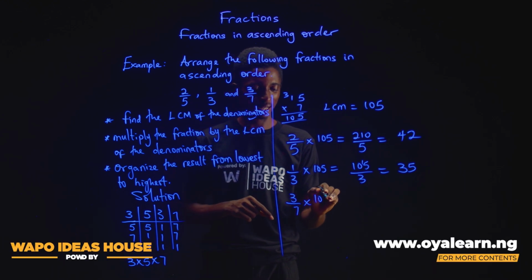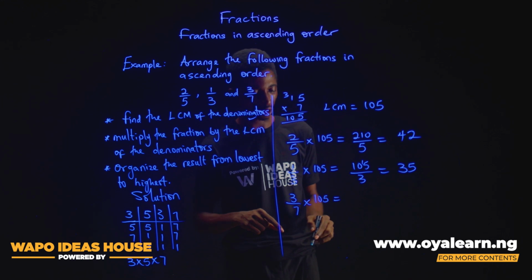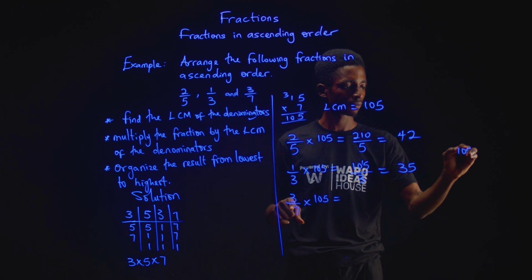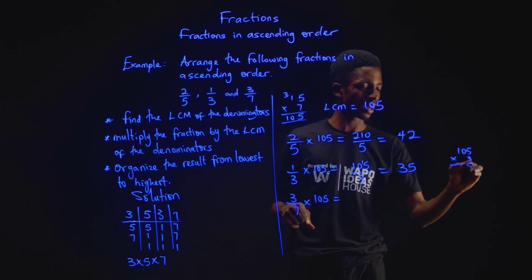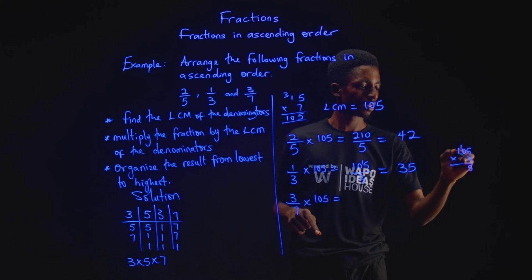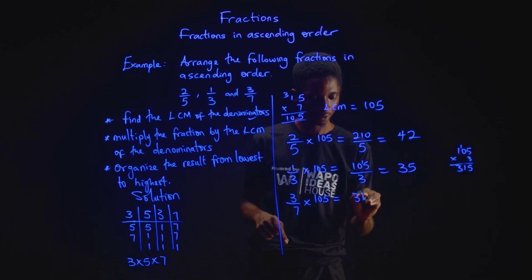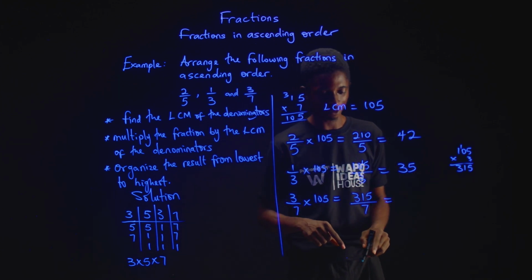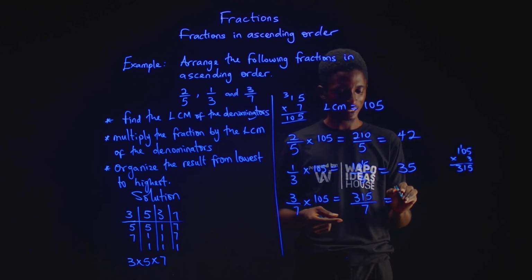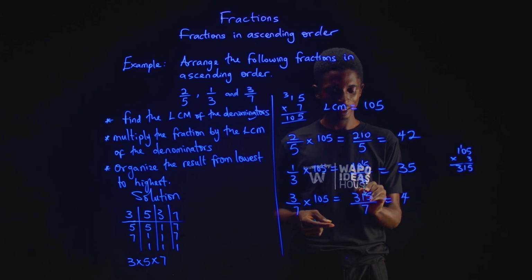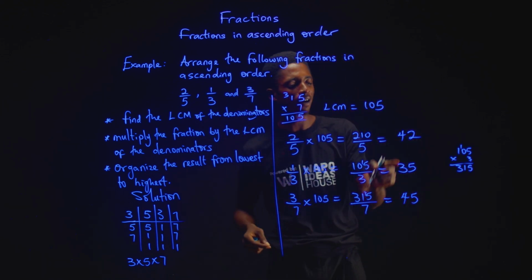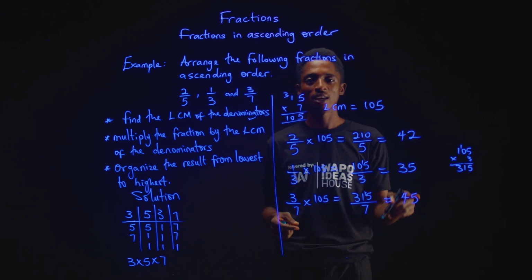Then to the final fraction, we have 3 over 7. Now let's also multiply that by 105. Now what's 105 multiplied by 3? 3 times 5, 15. 0 plus 1. 3 times 1, 3. That's 315 over 7. Now let's divide this by 7. 7 in 31, that is 4, remainder 3. Now 7 in 35 would give us 5. So now we have 42, 35, and 45.